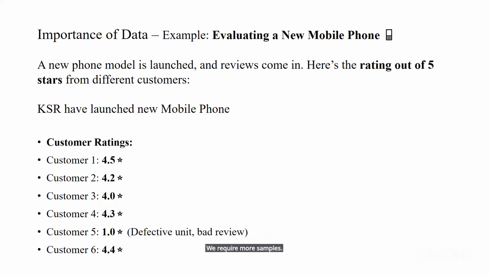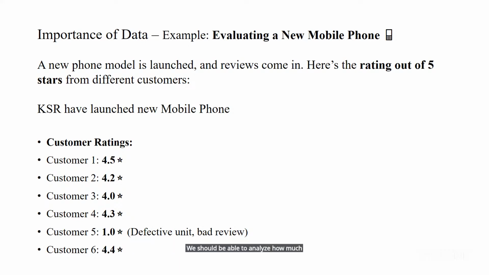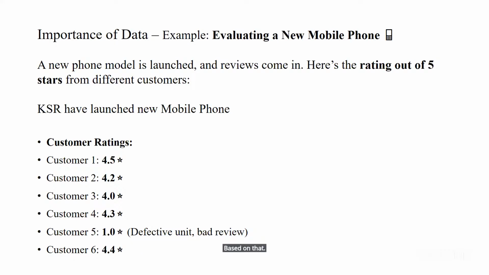So the analysis pattern should be a different one, not the average of this particular thing. We should be able to analyze how much. I would just check what are the pros and cons of the customer who gave more than 4, and what is the pros and cons for the customer who gave 1 rating. Based on that, I can analyze that. Okay. One thing I'll tell you.